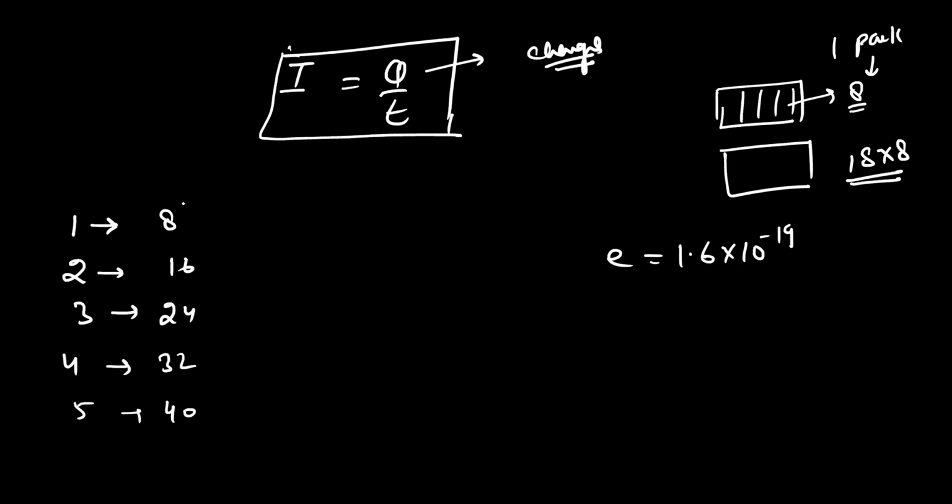If you have 2 packets, is it possible that you have 20 biscuits? No, because 20 is not a multiple of 8. You can have 8, then 16, then 24. You cannot have anything in between them.